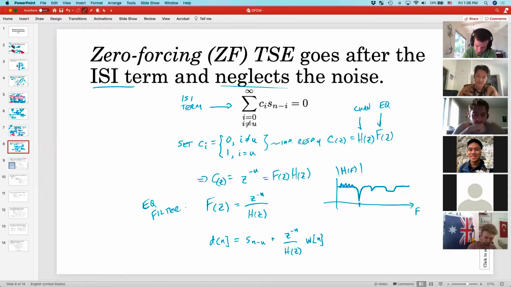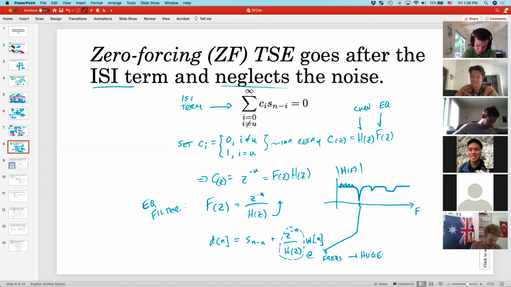in the channel. Because when H of f goes to 0, H of z goes to infinity in terms of magnitude, which means that we are going to have this term at these frequencies get huge. So we've eliminated the ISI, great. But by neglecting the noise, we have admitted the possibility that we are going to amplify noise at certain frequencies.